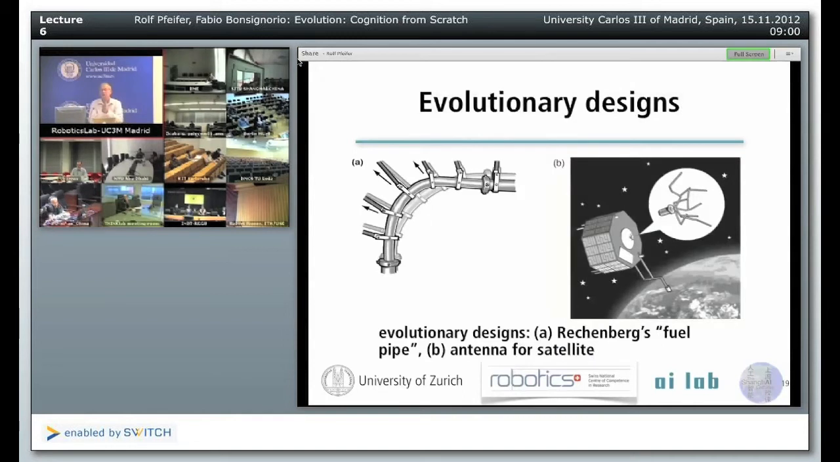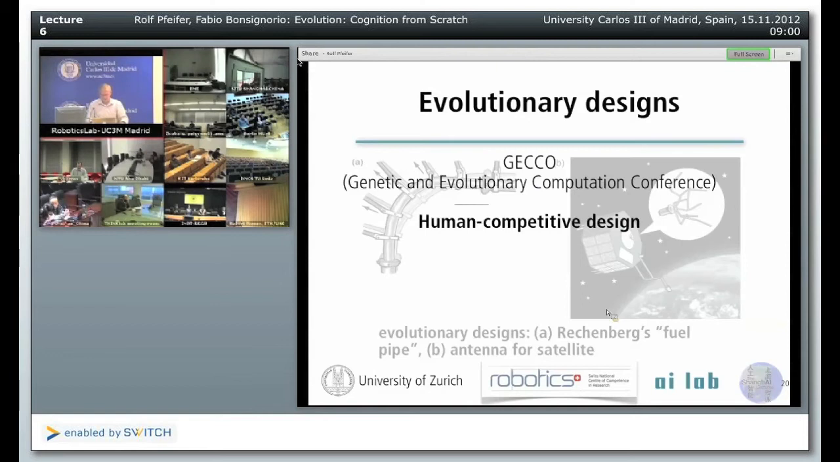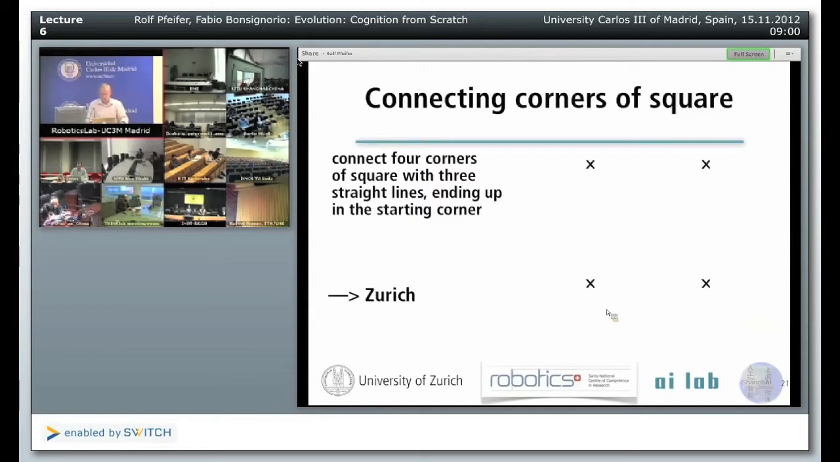In any case, I think what's really interesting is that these kinds of computer programs come up with very interesting solutions. For example, this antenna for satellites for NASA, where NASA actually decided to use the designs that were done by computer programs, by evolutionary algorithms, rather than by human beings.